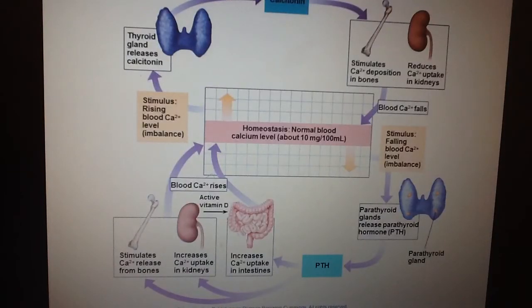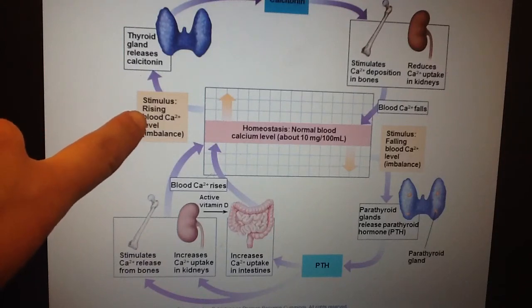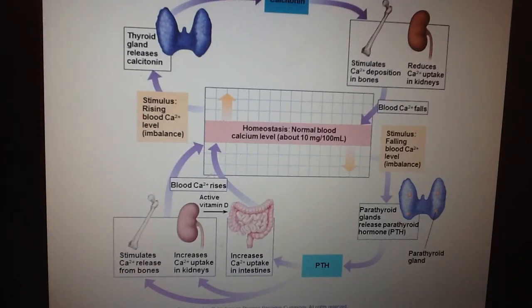Here's an example. When there is a rise in the amount of calcium in our blood, the thyroid is going to release the hormone calcitonin. Calcitonin goes out and tells our bones, hey, start storing the calcium. It tells our kidney, hey, stop taking up too much calcium, we need to get rid of it. And the amount of calcium in our blood falls.